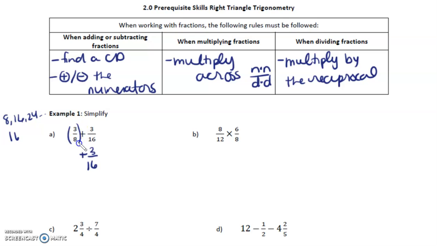But the first number, we're going to multiply by 2 over 2. Just on this idea of paper, what does 2 over 2 equal? It equals 1. So we're actually not changing 3 over 8. We're just making it look a little bit different. We're just multiplying by 1. So we get 6 over 16. Now all we want to do is add the numerators. 6 plus 3, I get 9. The denominator stays the same.